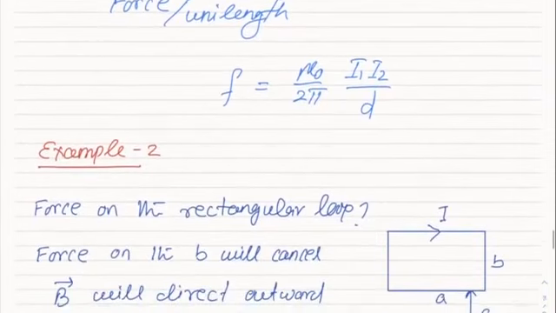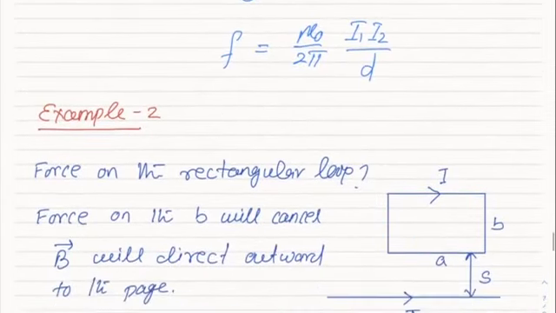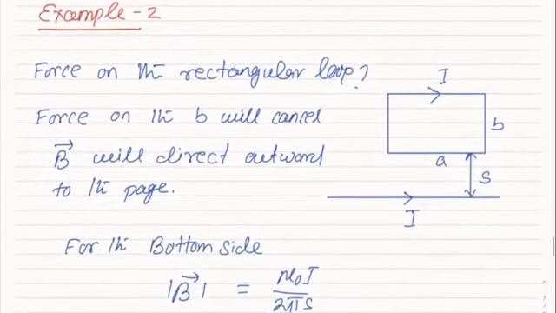Now let us take another example and calculate the force in a scenario where you have one wire and a rectangular loop, where current I is flowing in the clockwise direction. The rectangular loop has sides A and B, and it is placed at a distance S from a straight wire. If I want to ask you the question, what should be the force on this rectangular loop due to this straight wire I?